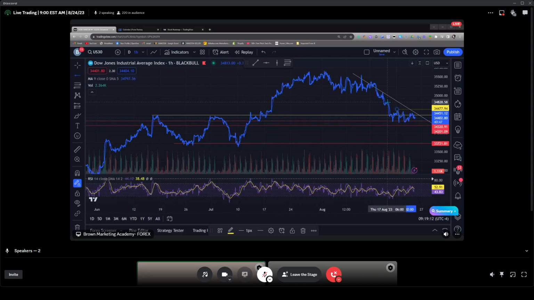Find some areas to the top here, right there. Find some areas to the bottom. Last one we had was right here, right here, right there. Okay, yeah. And also I'll mark this one off as well. Strong support right here. Okay.